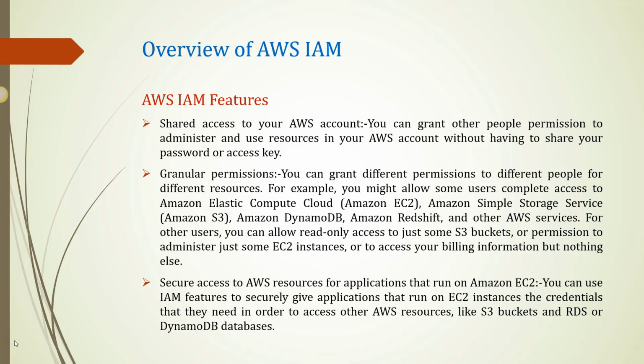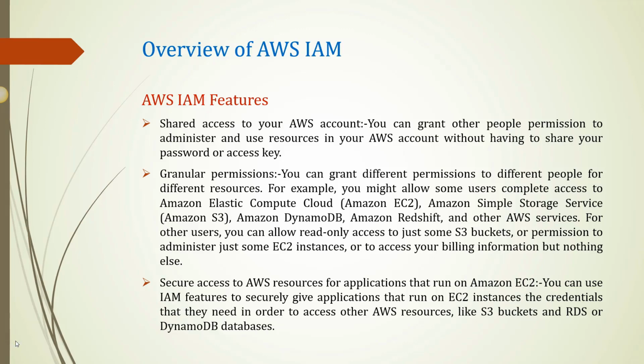For example, you might allow some users complete access to Amazon Elastic Compute Cloud, that is EC2, Amazon Simple Storage Service, Amazon DynamoDB, Amazon Redshift, and other AWS services. For other users, you can allow read-only access to just some S3 buckets, or permission to administer just some EC2 instances, or to access your billing information, but nothing else.